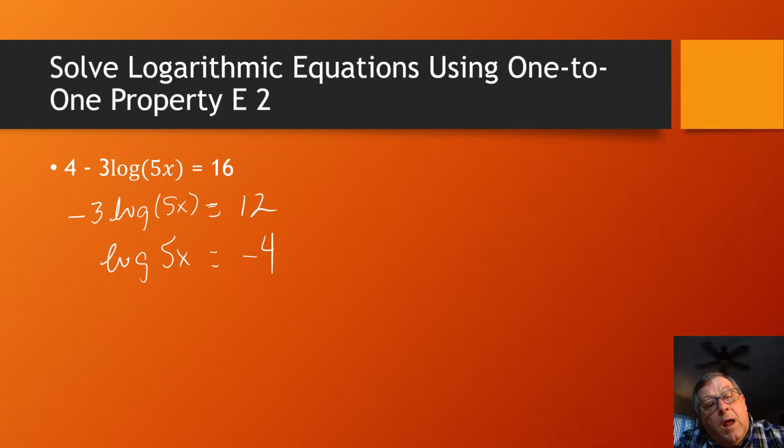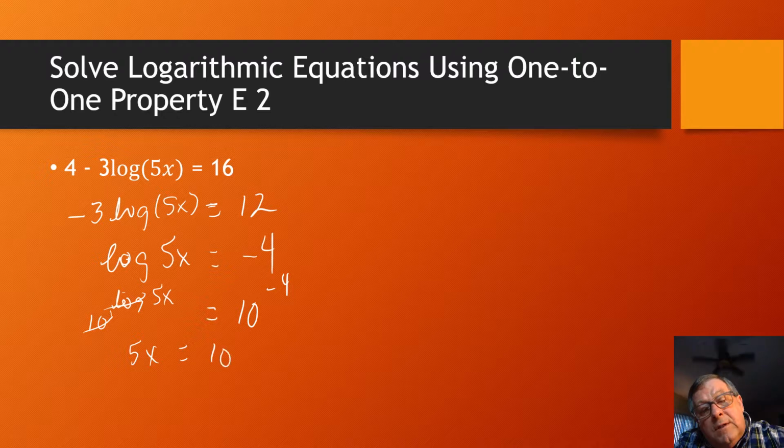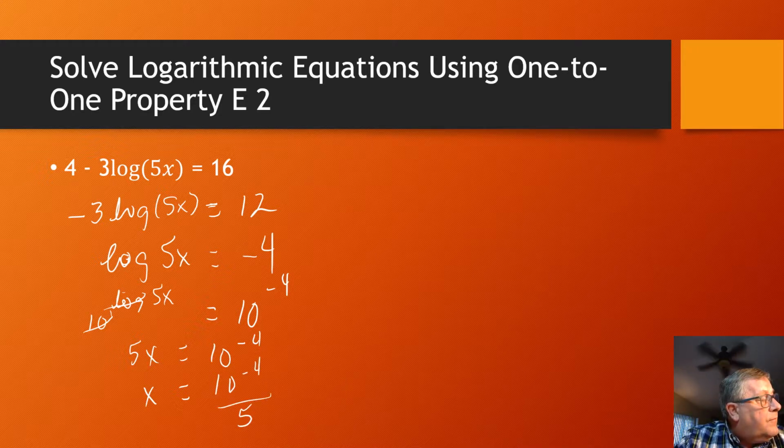Now, I'm dealing with a common log, and a common log is log base 10. So let's exponentiate this using 10. Then I've got 10 raised to the log of 5x equals 10 raised to the -4th power. The 10 and the common log cancel out. And so now I've got 5x equals 10 to the -4th power. I'm going to save calculating that until after I divide both sides by 5, so that x equals 10 raised to the -4th power divided by 5.